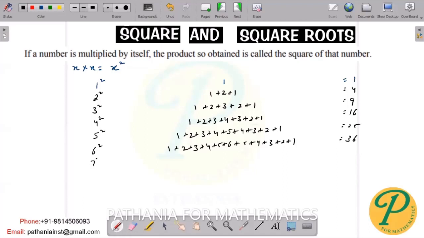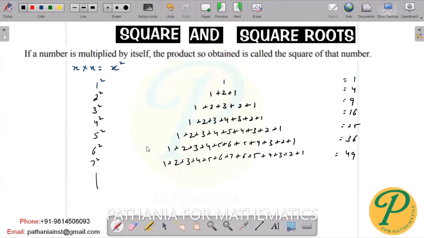For 7 square, 7, 6, 5, 4 to both sides, 3 to both sides, 2, and 1, 1. Get the total. It will become 49. And so on, you can proceed. This is a trick to find out the square of any number.